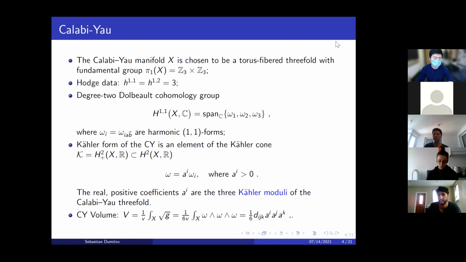I will now outline the Calabi-Yau manifold that we use, which was described in a series of papers by people in our group. The Calabi-Yau manifold X is chosen to be a torus fibered threefold with fundamental group Z3. It is determined by three complex structure moduli and three Kähler moduli. Its degree 2 Dolbeault cohomology group is spanned by three harmonic forms, omega 1, omega 2, and omega 3. And its Kähler form is a linear combination of these harmonic forms, where the a_i coefficients are called the geometric Kähler moduli of the Calabi-Yau threefold. They determine the Calabi-Yau shape. Another important parameter will be the Calabi-Yau volume, which is determined in terms of these Kähler moduli, a_i a_j a_k, and this d_ijk is the intersection number determined by the harmonic forms.